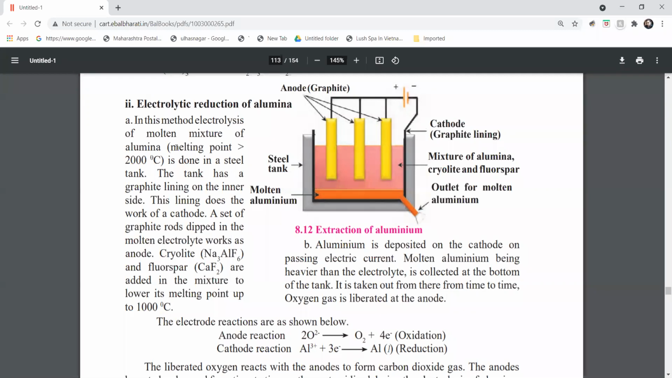Now we're coming to the electrolytic reduction of alumina. So before we do this, if you have ever seen the periodic table, you would have seen the melting point of aluminium. And you would have also seen the boiling point of aluminium. Aluminium has a very high melting point of more than 2000 degrees and a very high boiling point of more than 4000 degrees. So we need a particular tank that can ensure that we can extract aluminium. And how is that done? We use a steel tank which has a graphite lining.